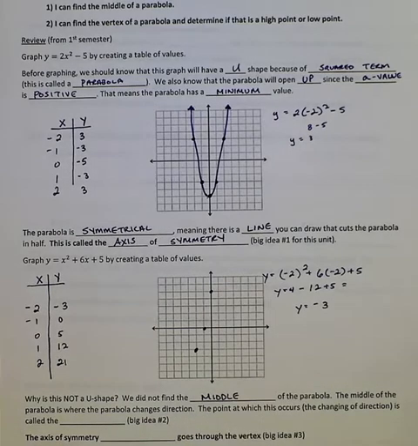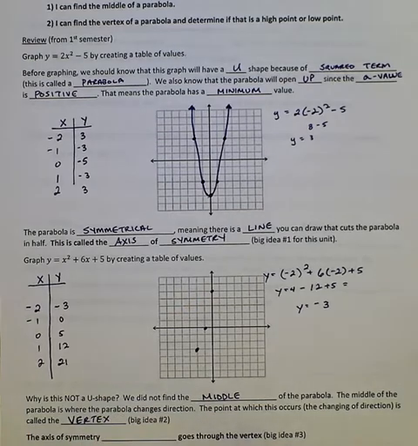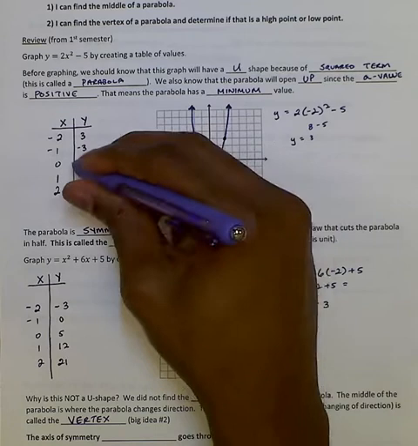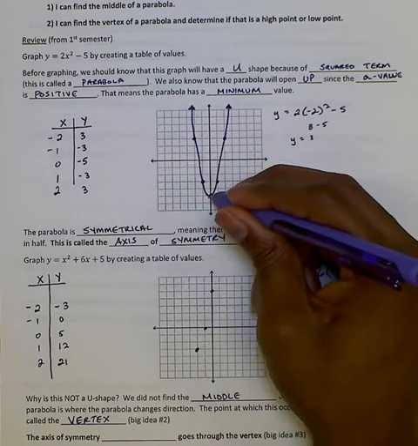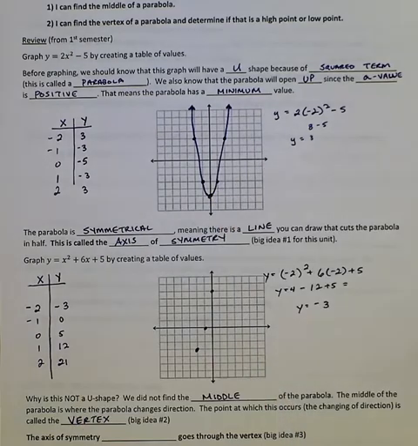Okay, the middle of the parabola is where the parabola changes directions. The point at which this occurs, the changing of directions, is called the vertex. So notice in our first graph, we were kind of lucky that our vertex was there, when x was 0 and y was -5. So we got the U shape. In this case, our vertex isn't there.